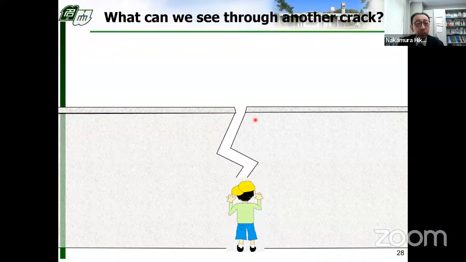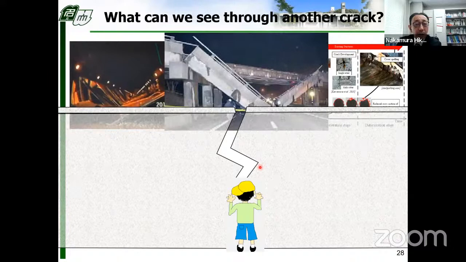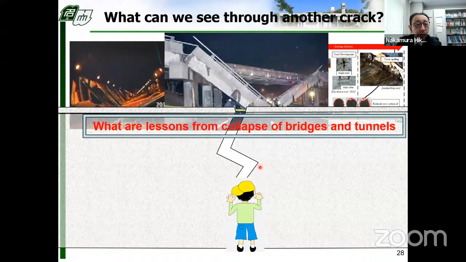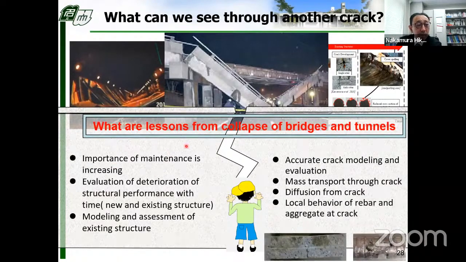What can we see through another crack? We have observed many damaged structures due to deterioration. What are the lessons from the collapse of bridges and tunnels? The importance of maintenance is increasing. So we have to evaluate deterioration of structural performance with time. Then actual crack modeling and evaluation are key issues.